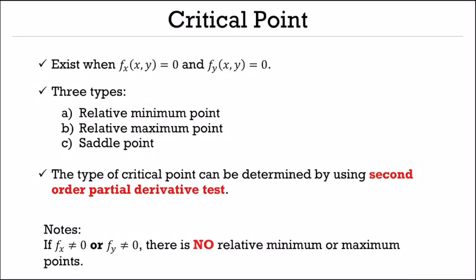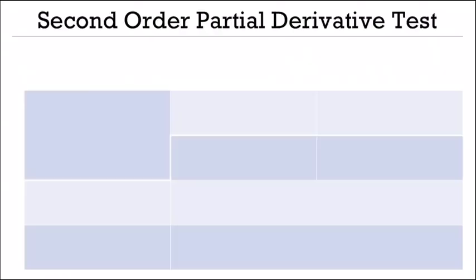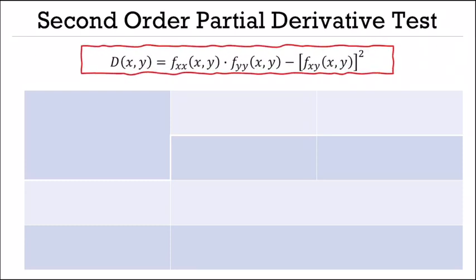If f sub x is not equal to 0 or f sub y is not equal to 0, there is no relative minimum or maximum point. We can determine the nature of stationary points or critical points by using the second-order partial derivative test. To test this, we use the discriminant, or D of x, y, where it equals f sub double x multiplied by f sub double y minus f sub xy squared.